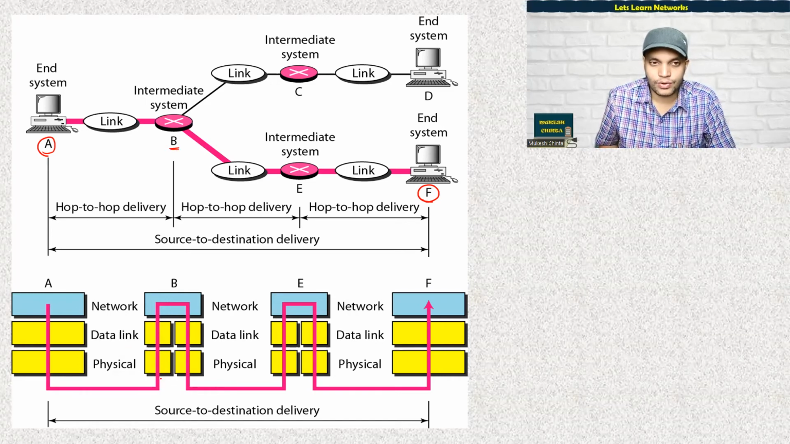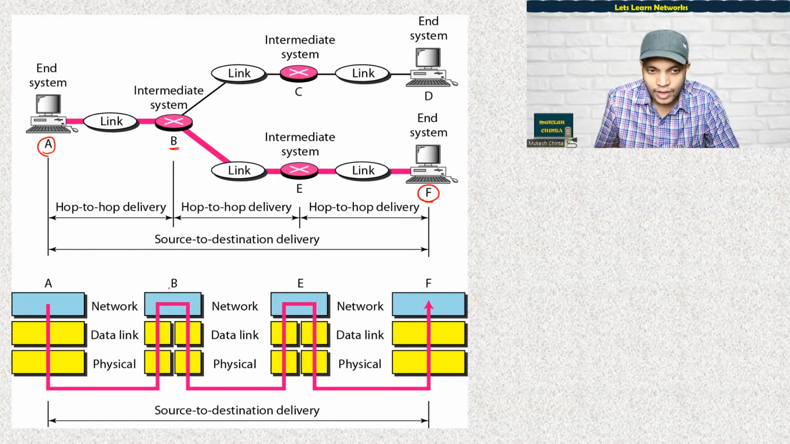So this data is received at B, and B will have its own physical layer. So it will decode the signal, convert it back into data, and give it to the data link layer. Here the data link layer will look for any errors. If there are any errors, it will ask A to retransmit the data. And if there are no errors, it will simply forward this data to the network layer of B.